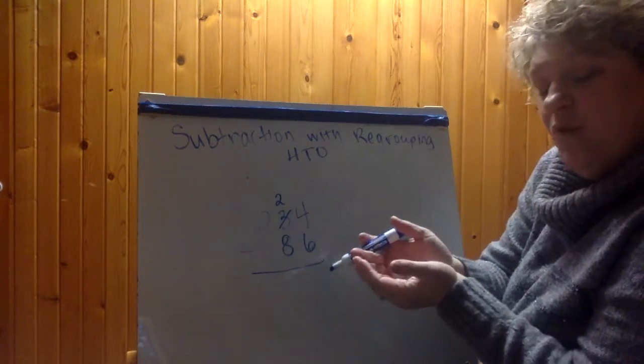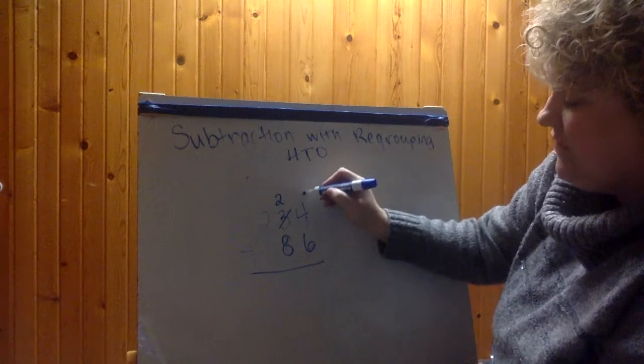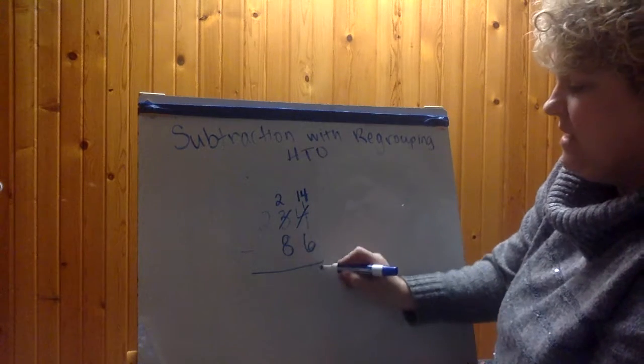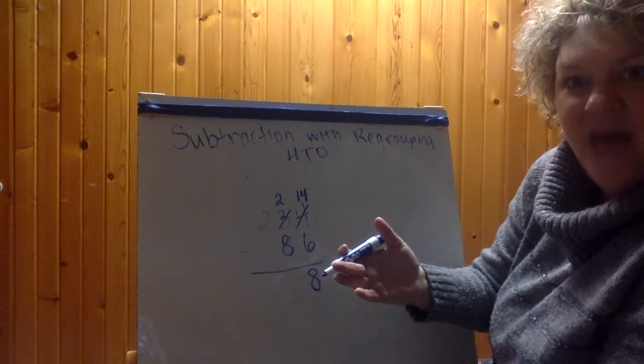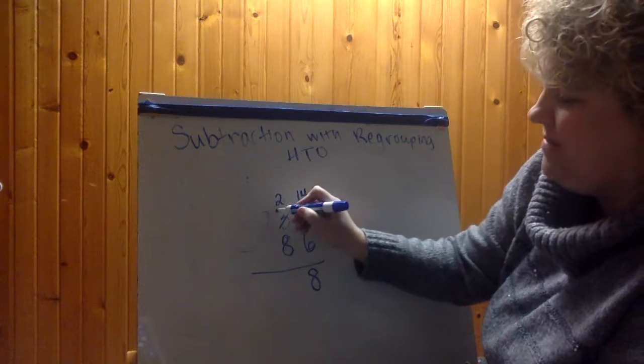So that group of 10 ones plus the 4 already that are there. So 10 ones plus 4 ones equal 14. 10 plus 4 equals 14. 14 minus 6 is 8. 2 minus 8, that's not possible, Mrs. Gross. So we're going to go over to the hundreds column to make that possible.